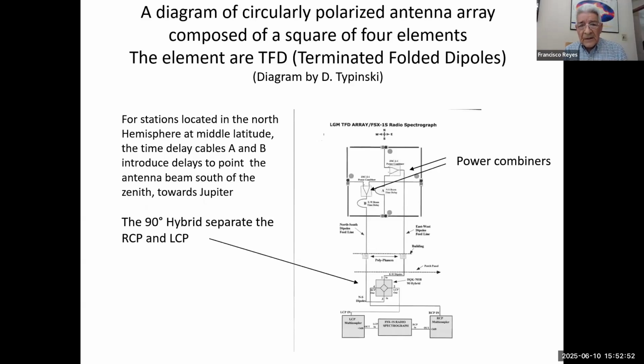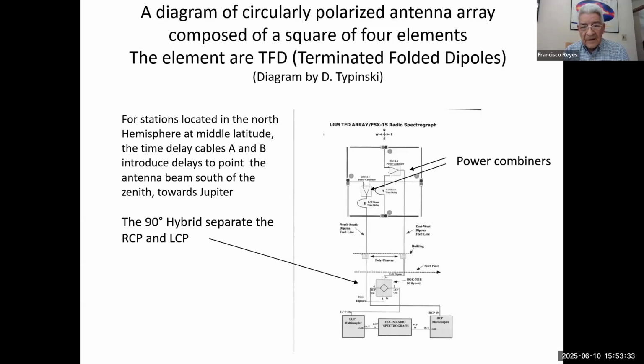So here I have a sketch of the 4 elements, and the 4 elements are in a square, and these are TFDs, terminated folded dipoles, which are some kind of antenna that Dave Typinski actually implemented, and I'm using that in an antenna that I have in Rosemary Hill near Bronson here in Florida, and many people are using this type of antenna.